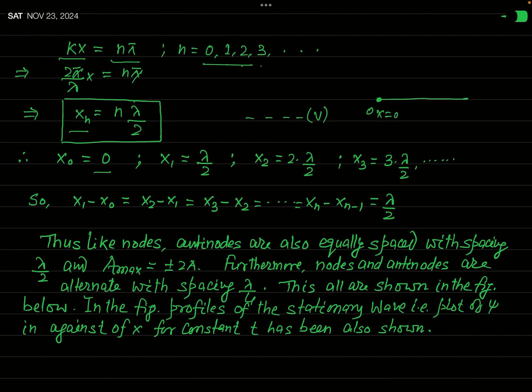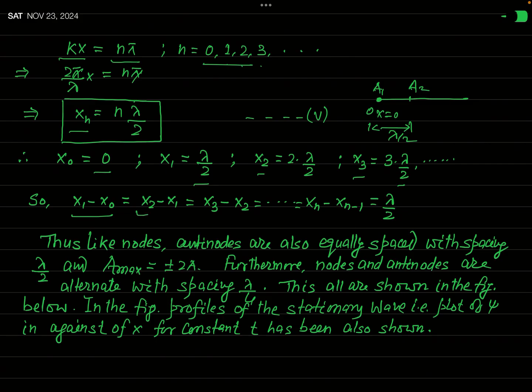Okay. Now n equal to 1, then x1 will be lambda by 2. This is the first antinode, this is the second antinode, and you can see the distance of the second antinode from the first antinode is equal to lambda by 2. And when n is 2, then this will be x2, and x2 will be 2 into lambda by 2, which is lambda. Okay. And similarly, the third antinode is located at 3 into lambda by 2. So now, again you can see, if you find the spacing between the first two antinodes, that will be x1 minus x0, that is lambda by 2 minus 0, which will be lambda by 2.